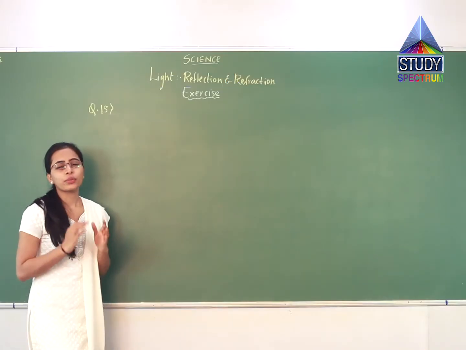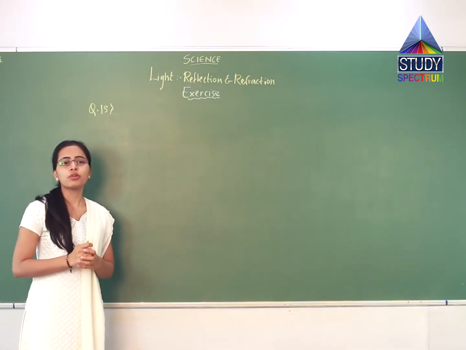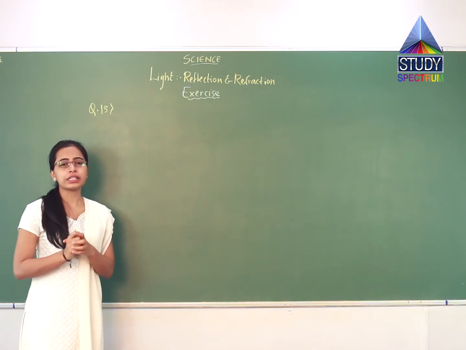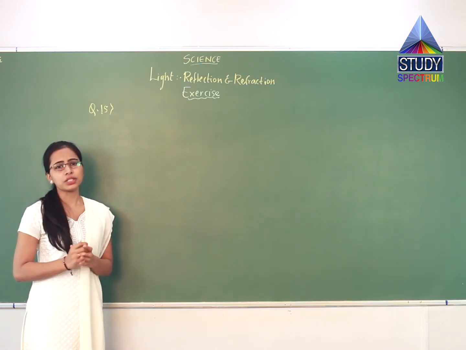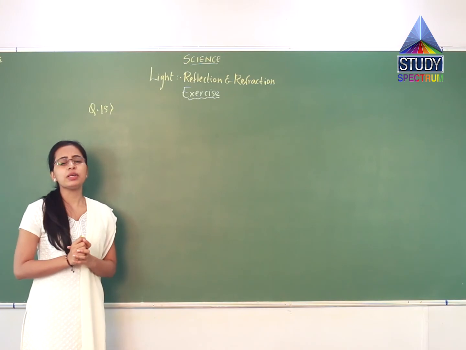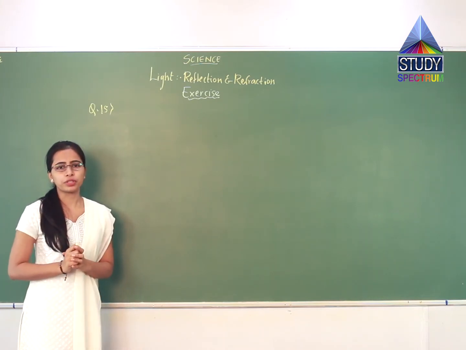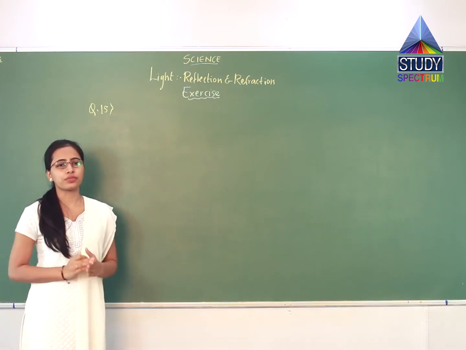Now let us do question number 15. An object of size 7 cm is placed at 27 cm in front of a concave mirror of focal length 18 cm. At what distance from the mirror should a screen be placed so that a sharp focused image can be obtained? Find the size and nature of the image.